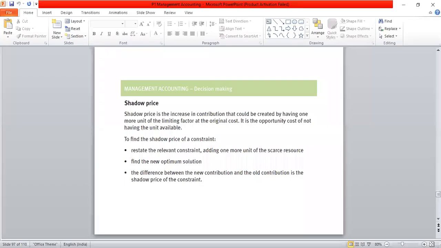When we look into what shadow pricing is, shadow price is the increase in contribution by adding one additional unit of the scarce resource. So we have done this particular concept.